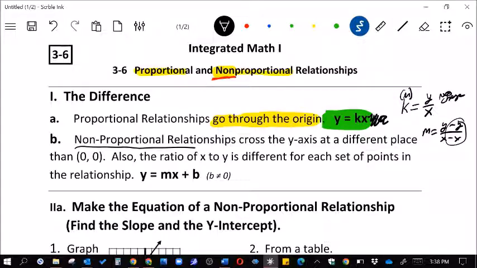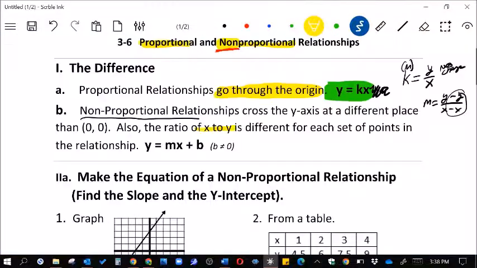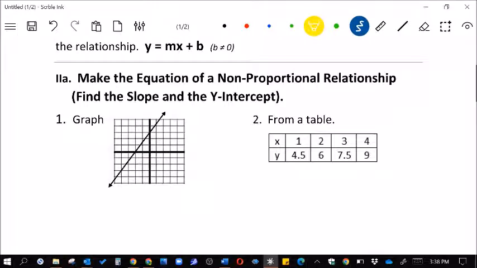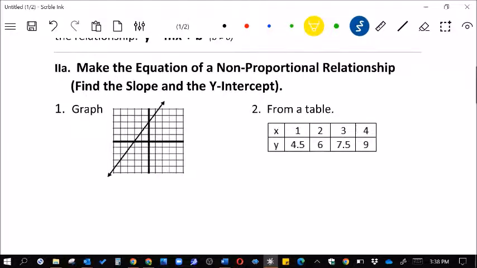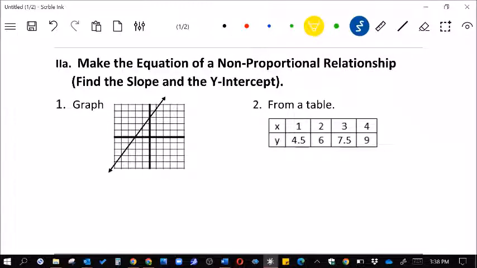So another way of saying it, the ratio of x to y is different for each set of points. All right. Well, actually, let's just look at a couple and see what happens here. Make the equation of a non-proportional relationship.